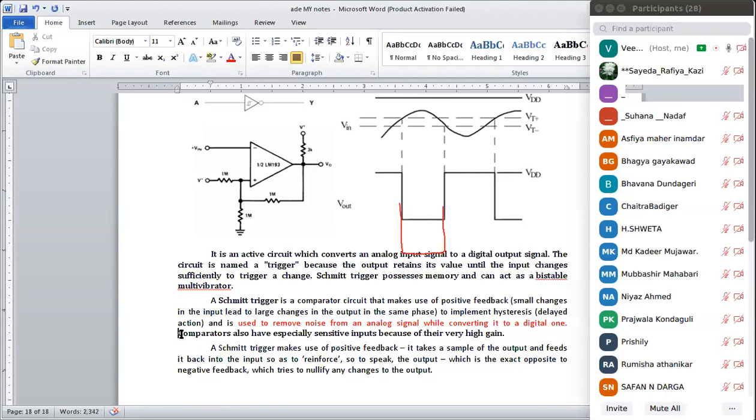Especially these have a very high gain. Because of this high gain, what will happen? It feeds the output into the input. So the input will get reinforced, and the output gain will be very high.